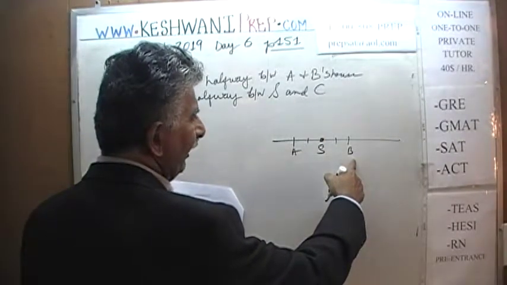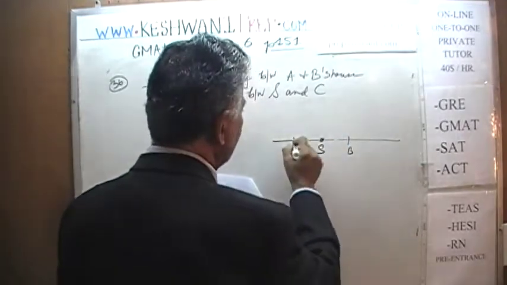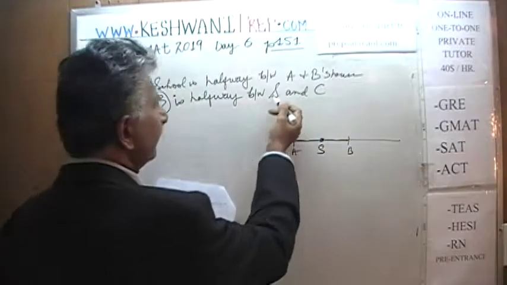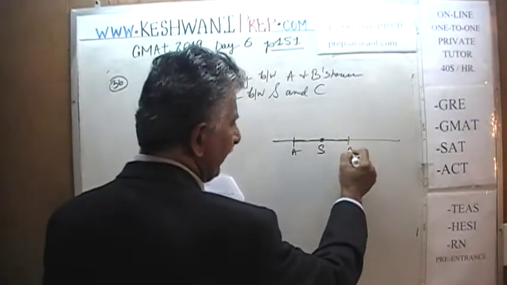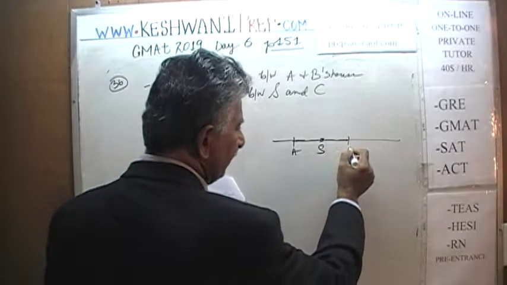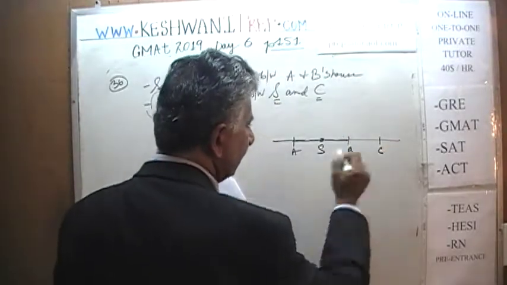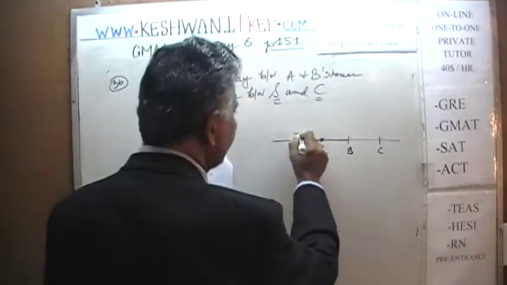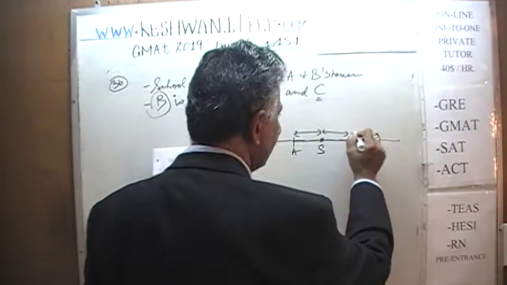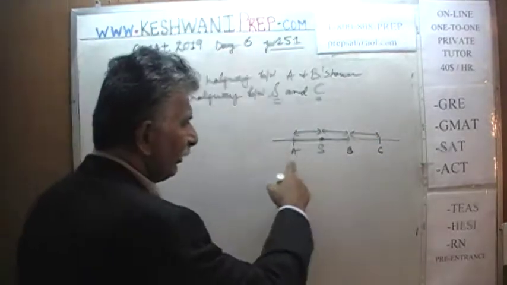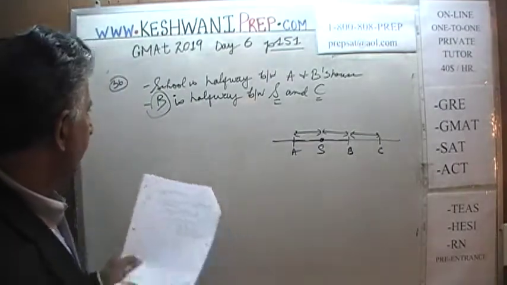B is right here. Well, I shouldn't have put this line because this is confusing. Okay, school and Carlos. School is right here, and B is right in the middle between the school and Carlos, which means Carlos is right here. Which also means that all of these three distances are equal to each other. These three distances are exactly equal. Because S is the midpoint of A and B, and B is the midpoint of S and C. Are you with me?